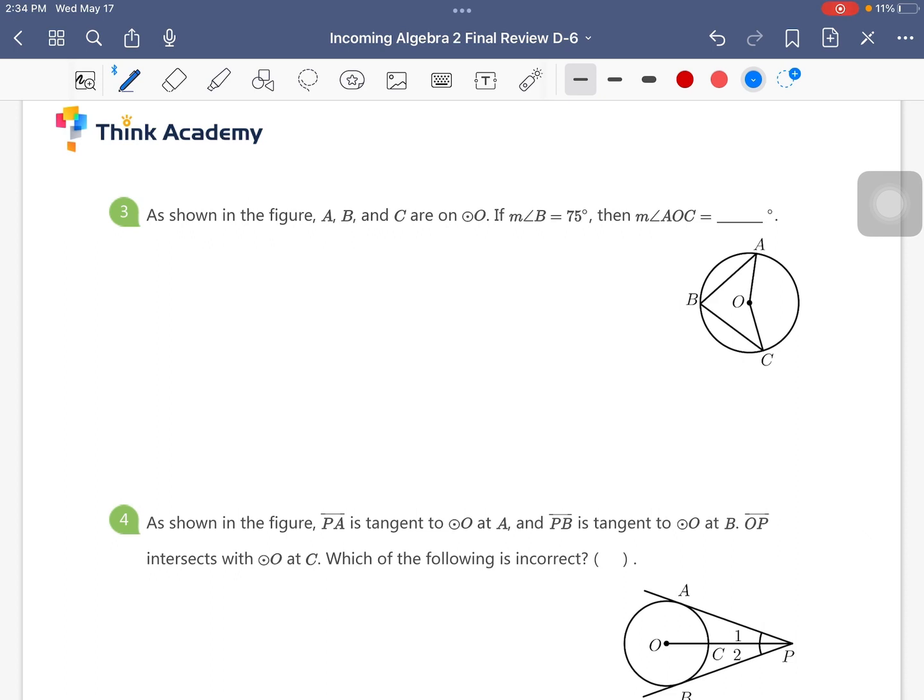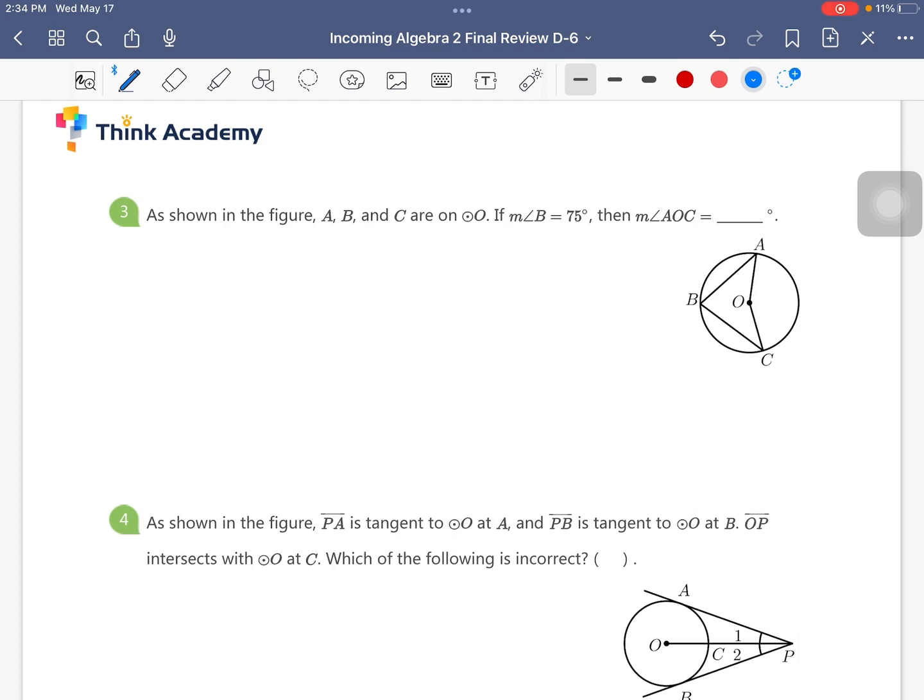Okay, then let's see the third question. We have a circle and the angle B equals 75 degrees. We need to find the angle AOC. This is about the inscribed angle theorem: an inscribed angle is half of the central angle subtended by the same arc. So here we have the arc AC.